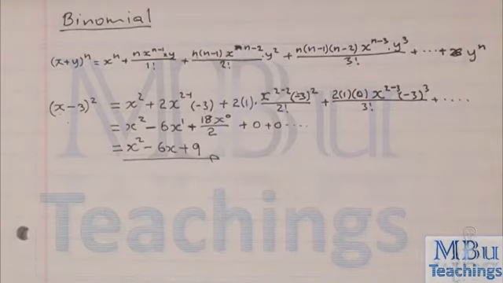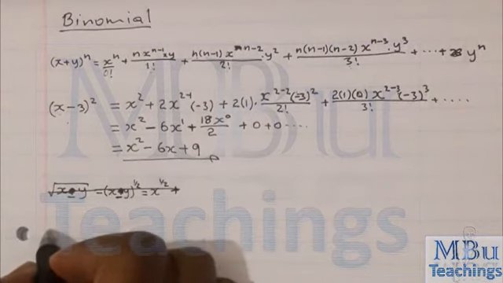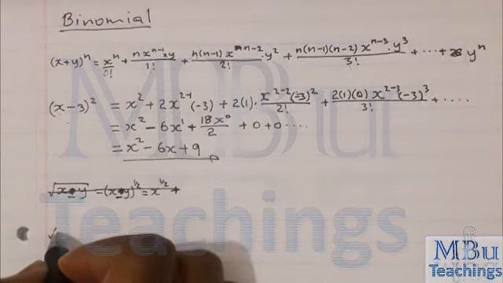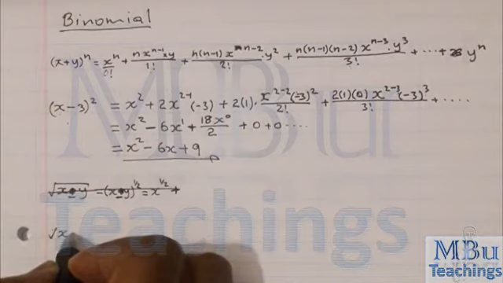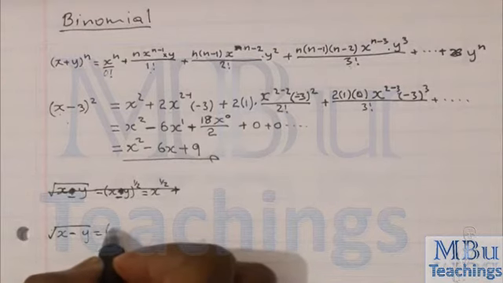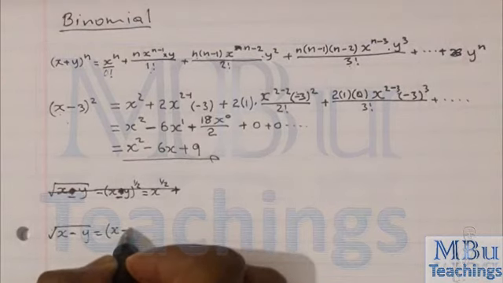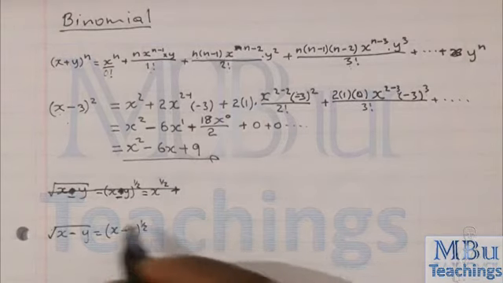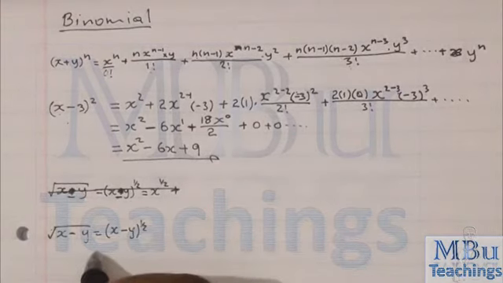Now let's do the second one. Let's move further to the next example. We'll have a square root of x minus y. Firstly, you need to change it into an exponential form. And then we can start to do what we're supposed to do.